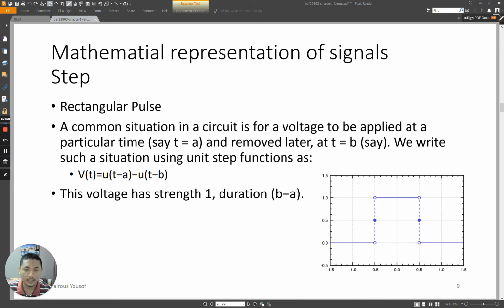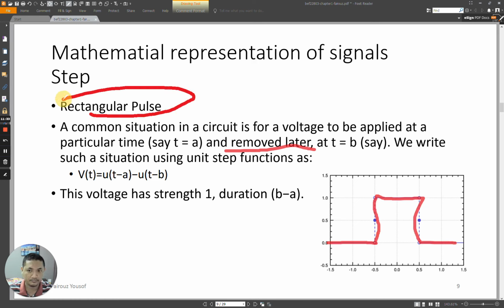Right, next is rectangular pulse. Okay, rectangular pulse. A common situation in a circuit is for the voltage to be applied at a particular time, say t equals a, like a shifted unit step function, and then removed later at t equals b, for example. All right, so we have from 0 and at a goes to 1, and then at b goes back to 0. So this is rectangular pulse.